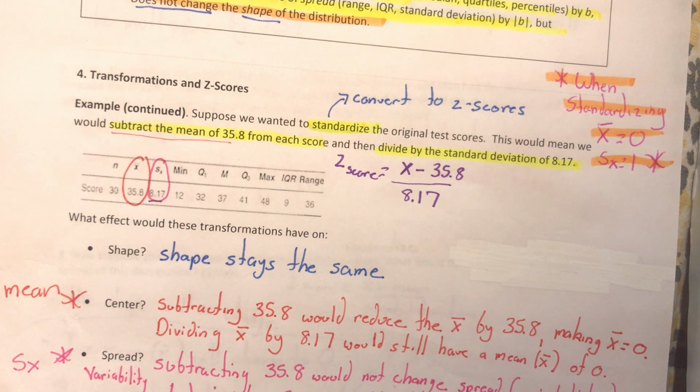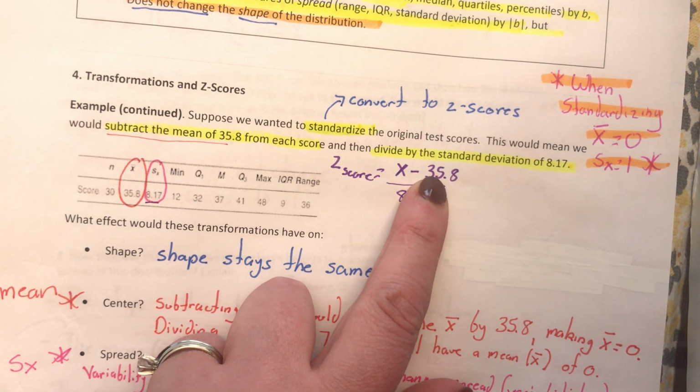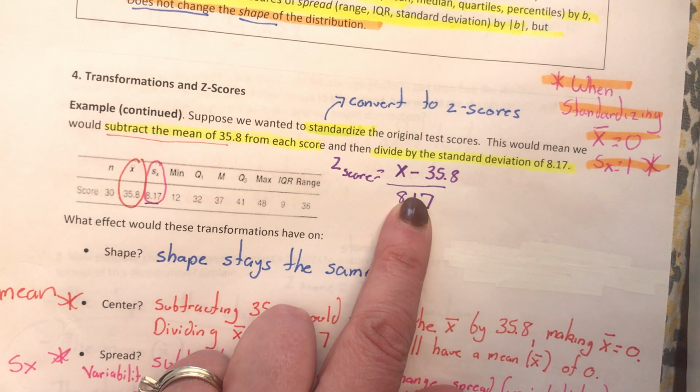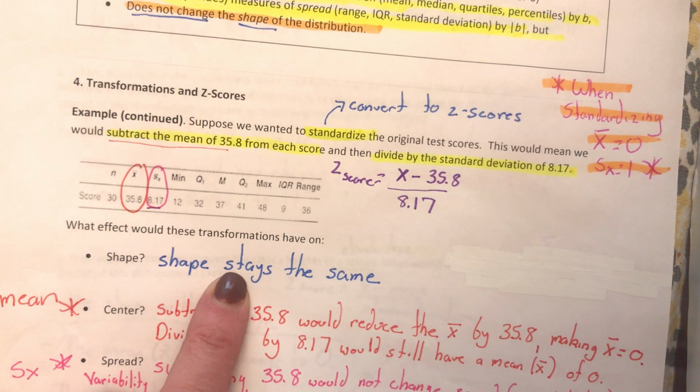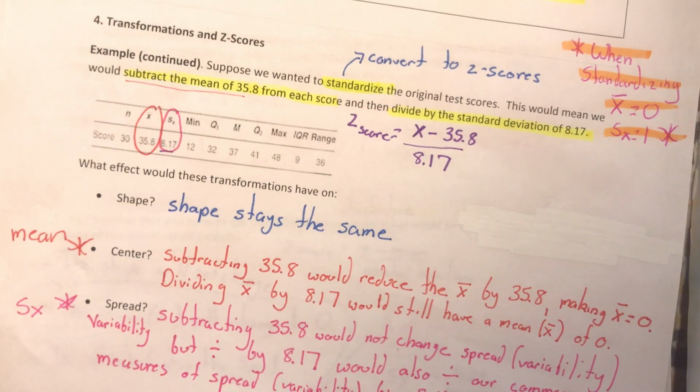So let's think about this. When we're converting to z-scores, we are going to be subtracting and dividing. How will that affect the shape of the distribution of the z-scores when we would plot it? Well, we saw earlier that subtracting and dividing does not affect shape at all, so the shape will stay the same. Let's talk about the center.